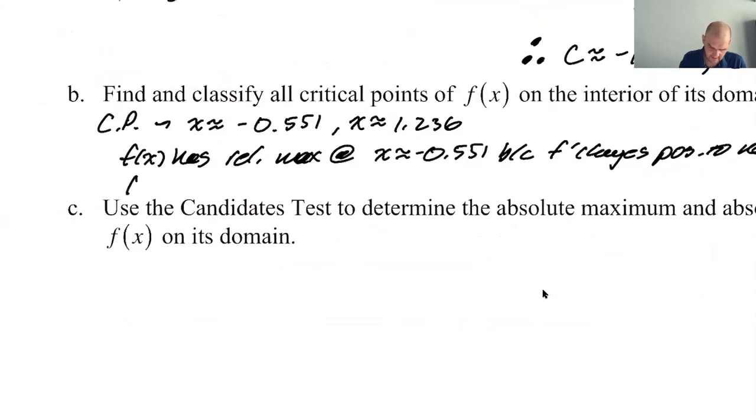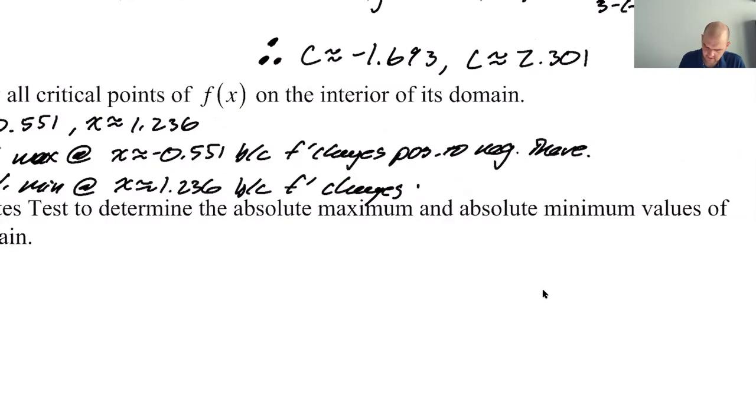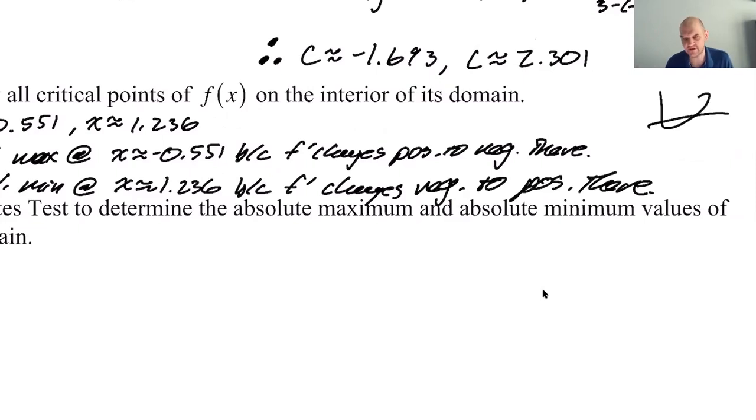And then f of x has a relative minimum at x is approximately 1.236 because f prime changes negative to positive there. Okay, so hopefully I got those right. I'm pretty sure I did. I can picture it in my mind that the derivative looked kind of like that.